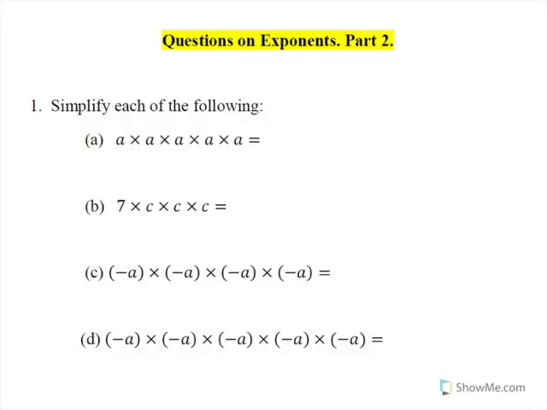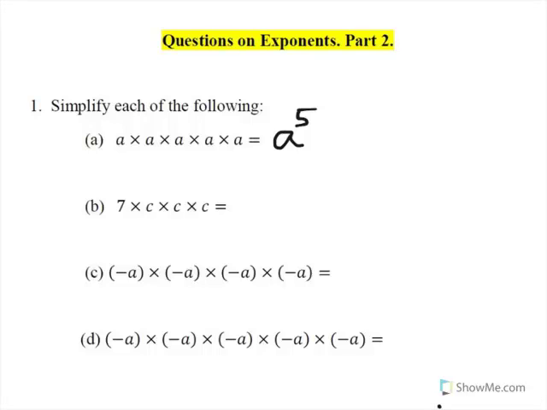You're multiplying a by itself 5 times. So the base is a, and what's the exponent? 5. Because the exponent tells us to multiply a by itself 5 times.